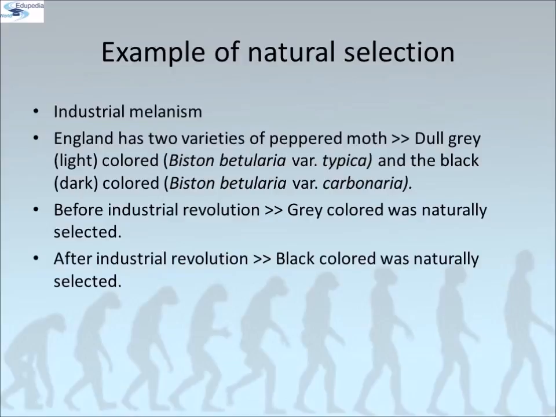The Industrial Revolution resulted in large-scale burning of coal. The smoke and soot from these industries got deposited on the tree trunks, turning them black. The grey moths on the black trunks became visible to the birds and were eaten by them. The black moths were not seen against the black background and so escaped predation. Thus, the black moths became naturally selected over the grey ones and increased in number, reaching 99% within a course of 50 years. This replacement of the dull grey colored moths by the dark colored variety due to the presence of industrial pollution, smoke and soot was termed industrial melanism.